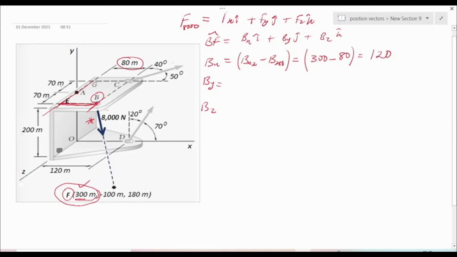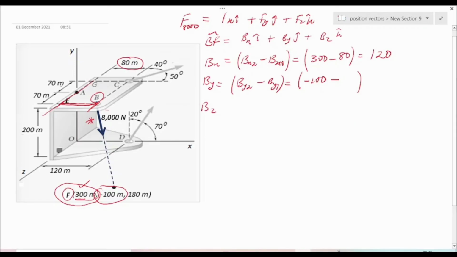Then again, for By, we're going to have By2 minus By1, where By2 is the value of the position of the force in the y-axis at point F, where the force is acting. For this case, By2 is minus 100. And By2 is minus 100, so we have to subtract the other part of it, which is By1. By1 is the value or the position of B in respect of, or taking reference from the origin.